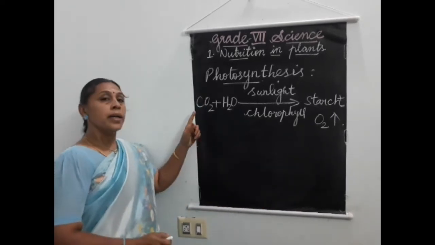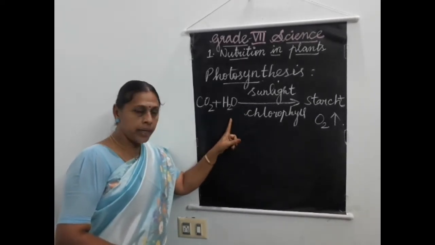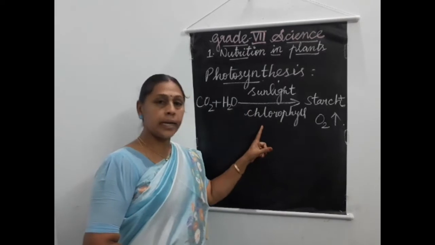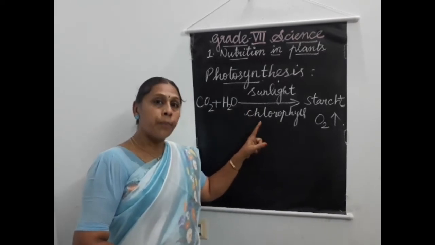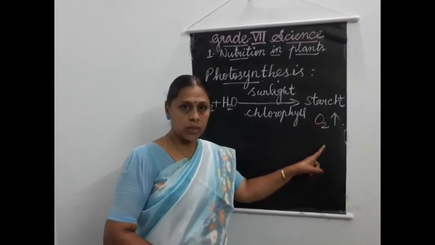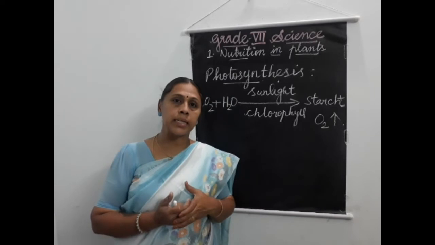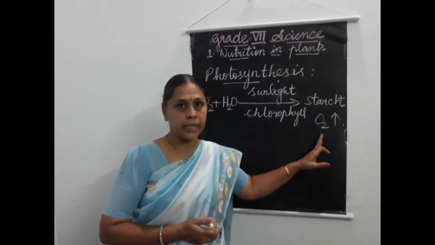That is, carbon dioxide plus water in the presence of sunlight and chlorophyll. The plant prepares the food, that is the starch, and releases oxygen. So during photosynthesis, what gas is released? Oxygen is released.